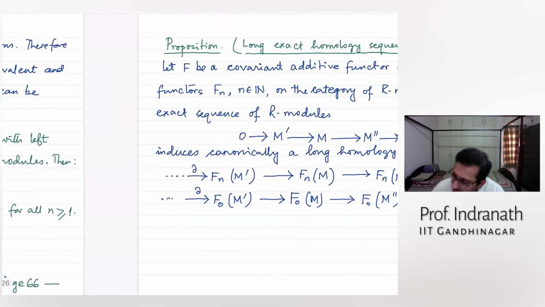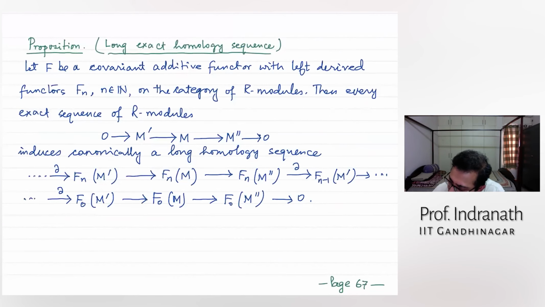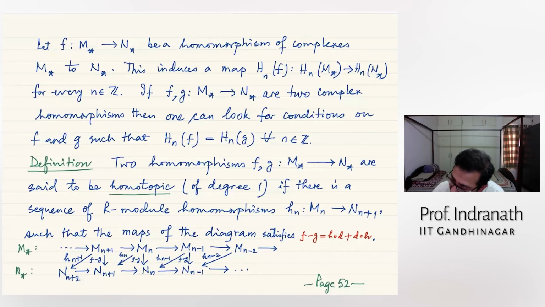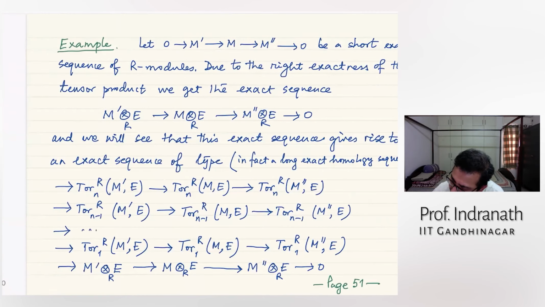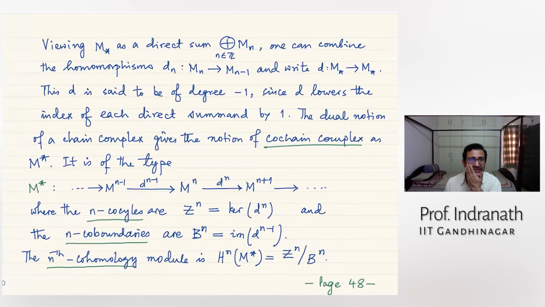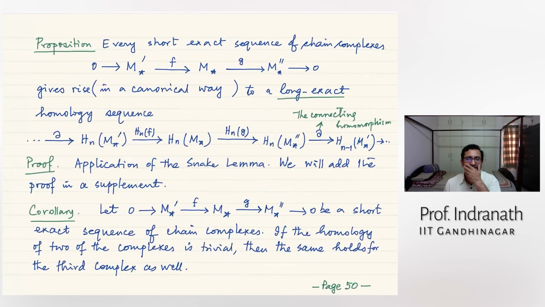So here you are. If you have an exact sequence of R modules, we have already discussed this. So once again, let me take you to this slide. If you remember, this proposition was the one that if you have a short exact sequence of chain complexes, then it gives rise to a long exact sequence of homology.